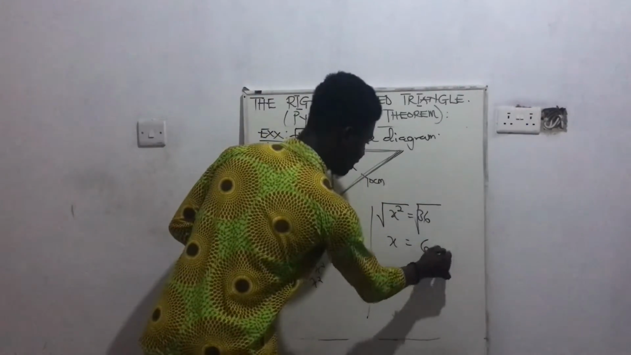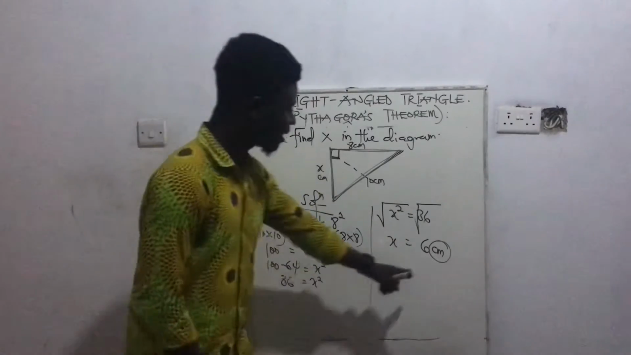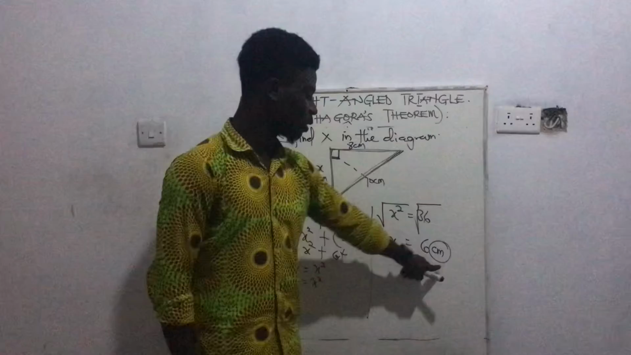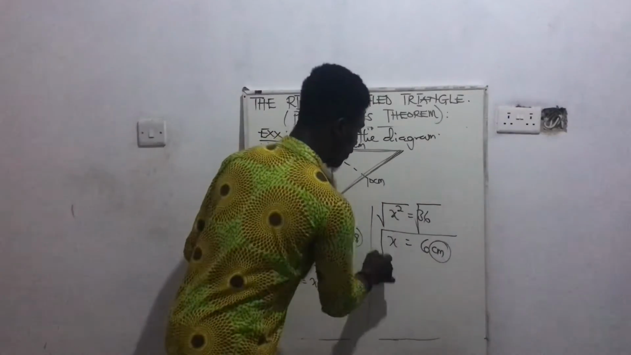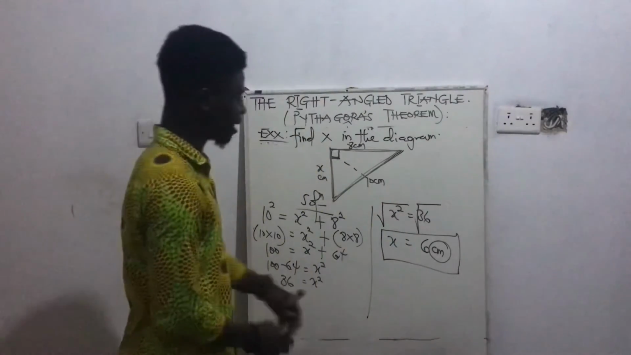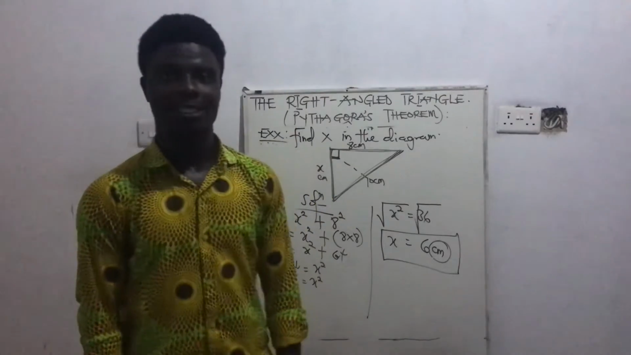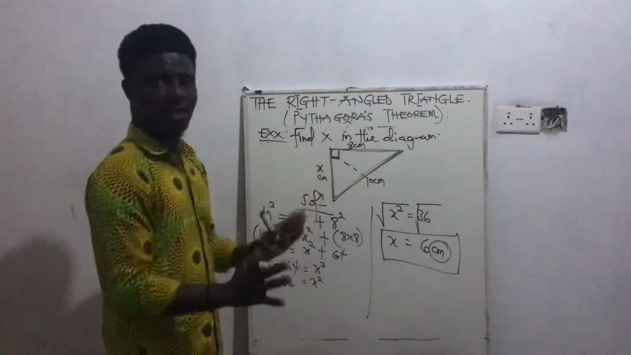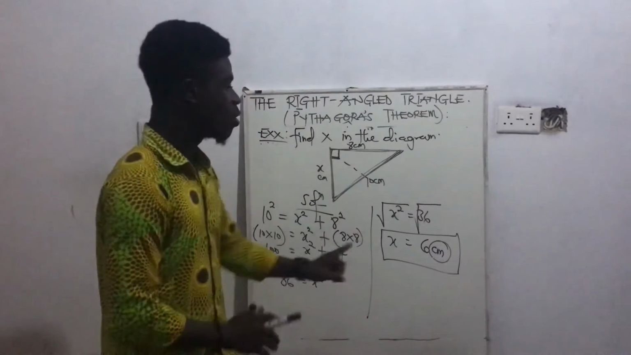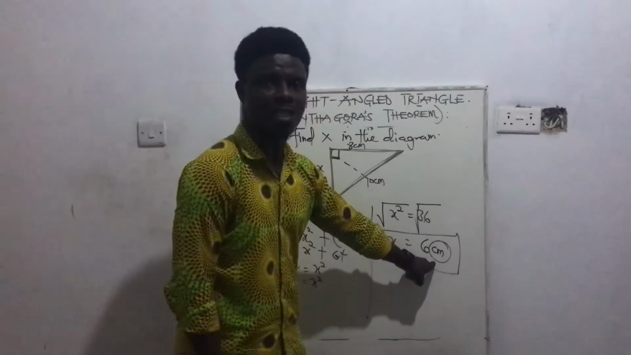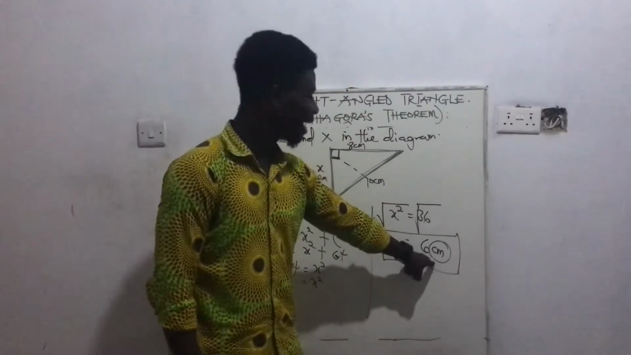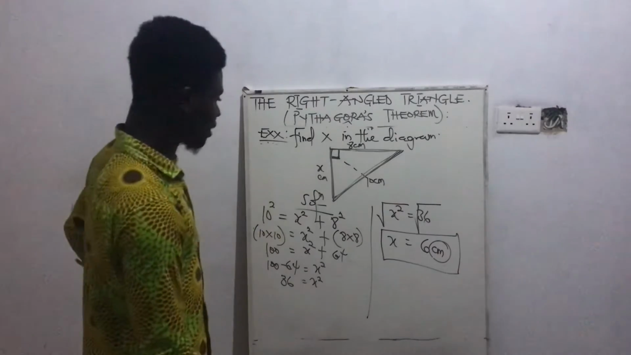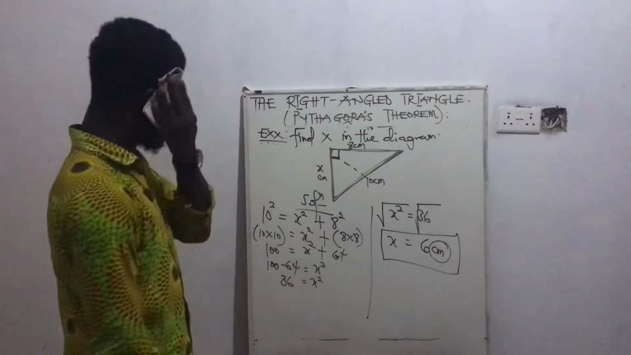6 what? Centimeters. Don't forget to bring your centimeters. It's very, very important. So the value of x, or the distance for x, is what? 6 centimeters. With this, we are dealing with length here, distance. So we are pleading with you that when you are done with the answer, kindly bring your what? Your units. It's very, very what? Important.